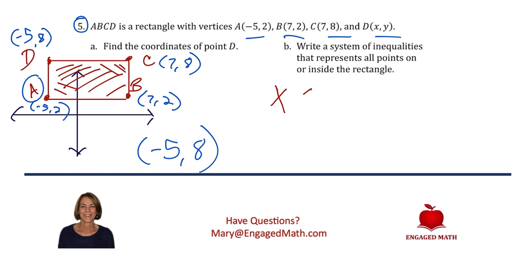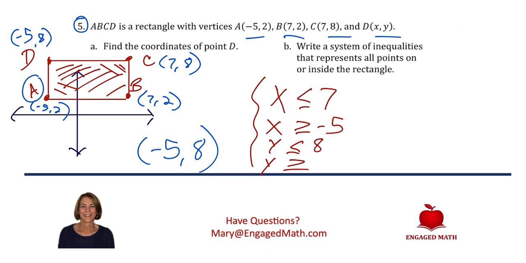But we're going to make it x can be less than or equal to 7. That's one of our constraints. But x also has to be greater than or equal to -5. And not only that has to be true, but the y has to be less than or equal to 8, but y also has to be greater than or equal to 2.